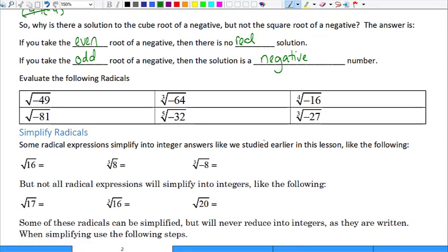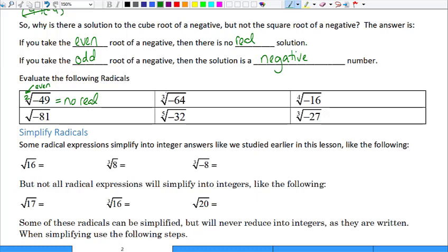So let's practice this. The square root of negative 49. Okay, so what is that index? That index is 2, an invisible 2. And 2 is even. So therefore, with the square root of a negative, there is no real number that when you multiply it by itself, you're ever going to get negative 49.